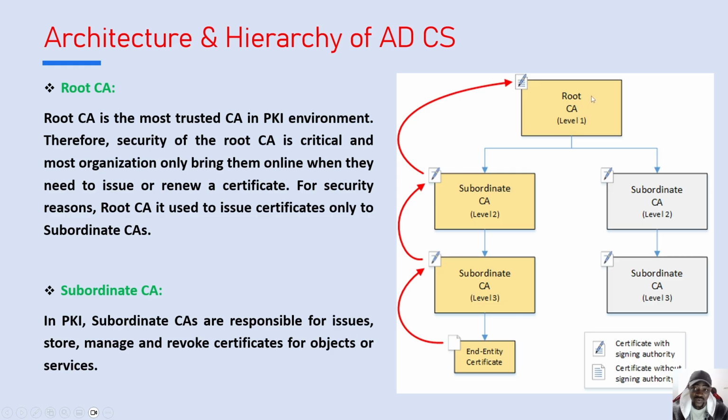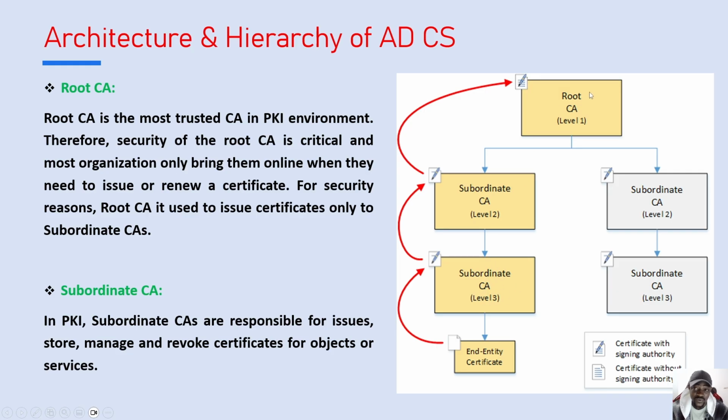Then you only power on the root CA when you need its presence to provide or to renew a certificate for the subordinate. So that's how, most of the time in companies, the ADCS architecture and hierarchy works. Talking about CA certificates, you need to understand that each of these entities has its own CA certificate.